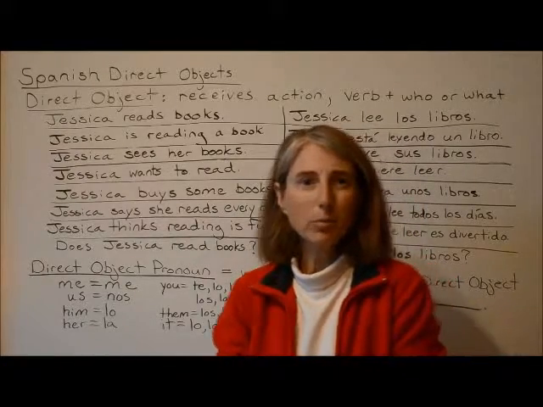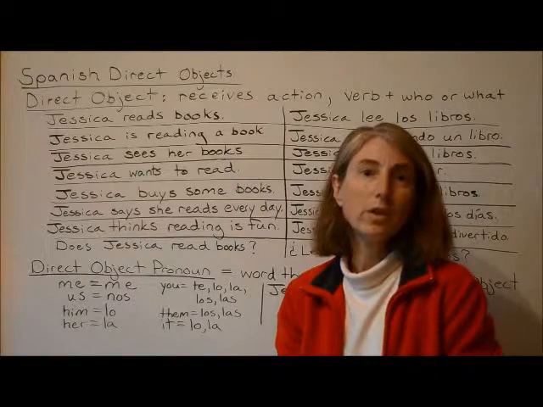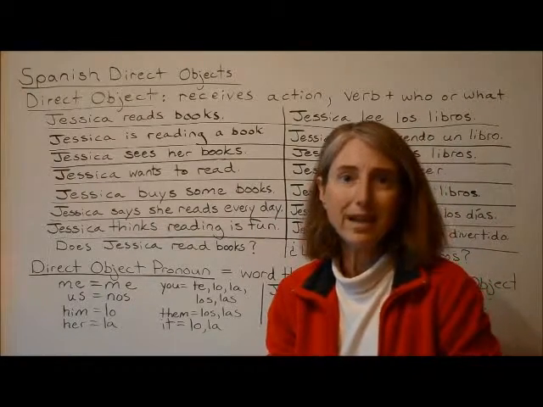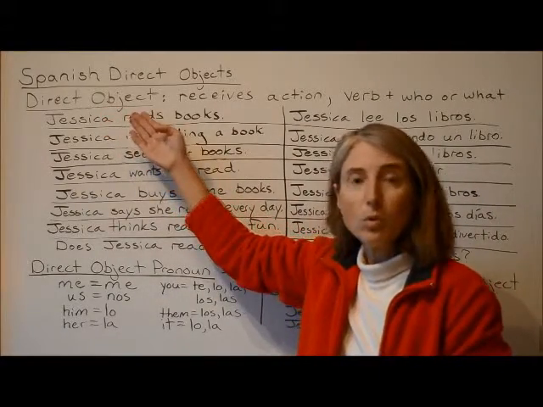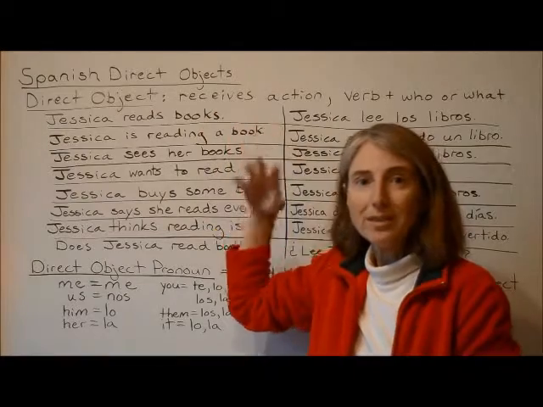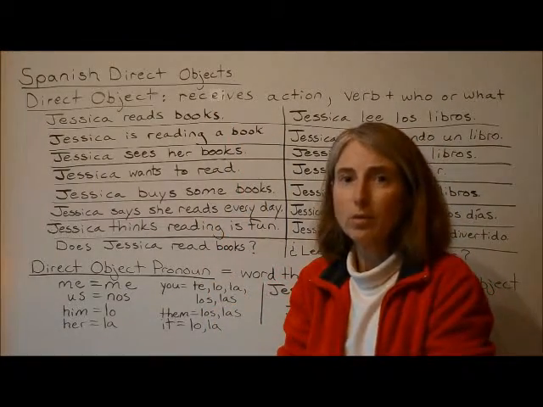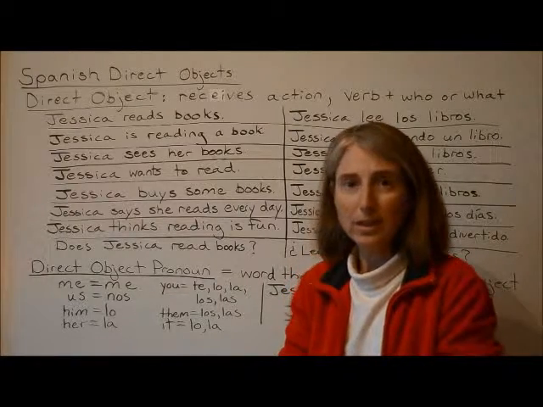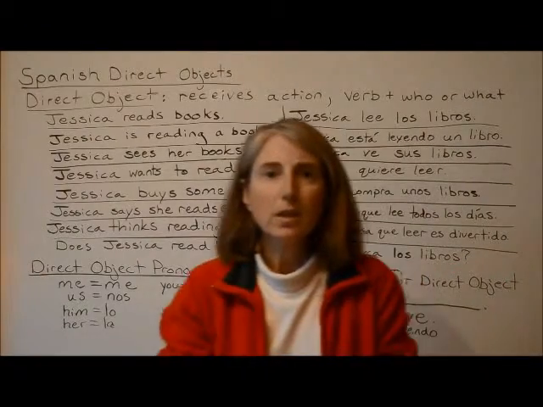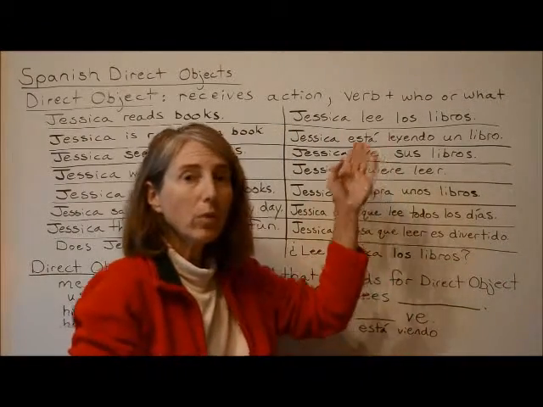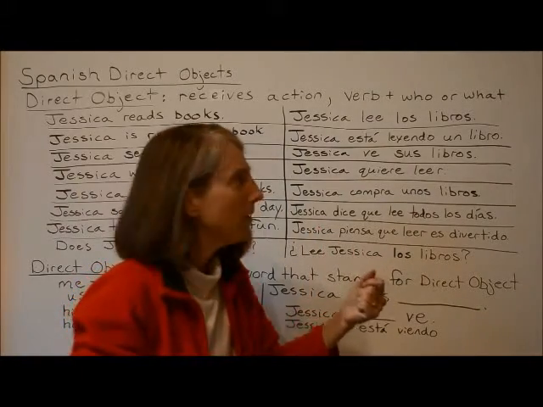Direct objects are an important part of grammar in Spanish and English because these are words that describe what's receiving the action of a verb. So a direct object is a word or a group of words that receives the action of a verb. The subject does the action, the verb is the actual action, and the direct object receives the action. Usually, if you combine the verb with what or who, it gives you the direct object of a sentence.